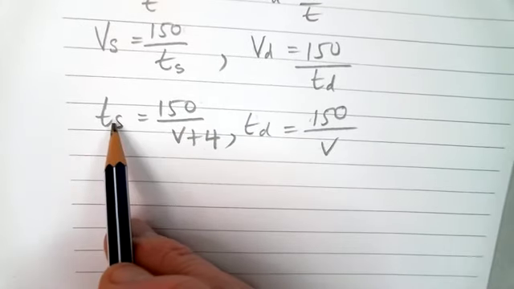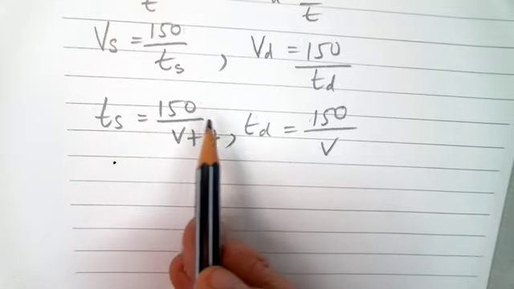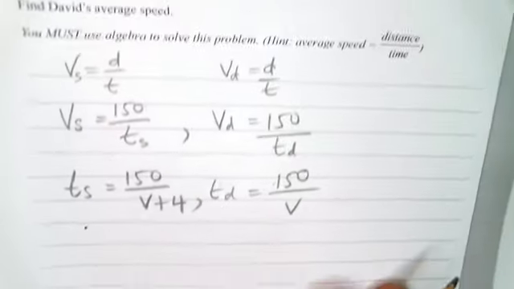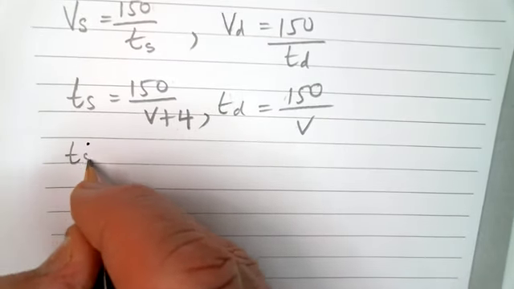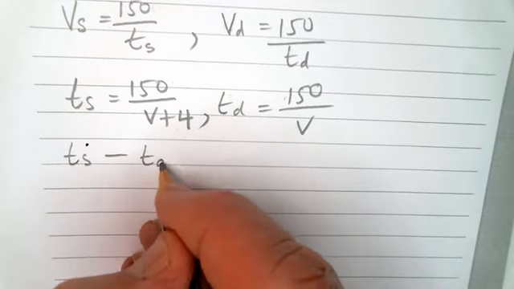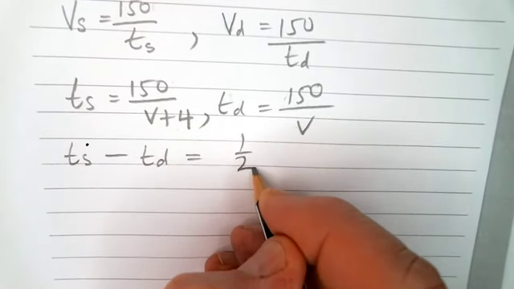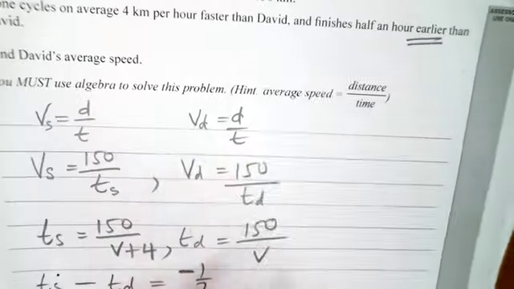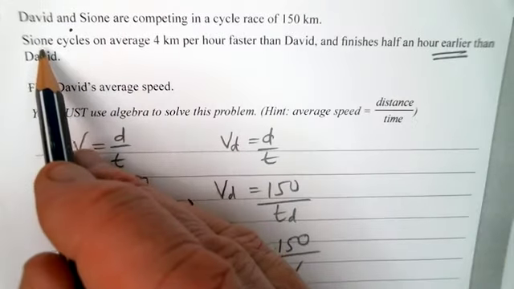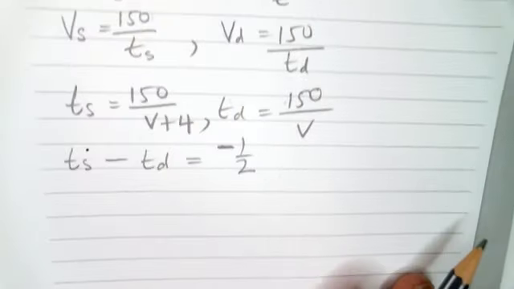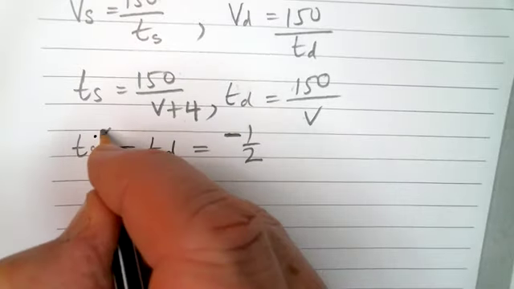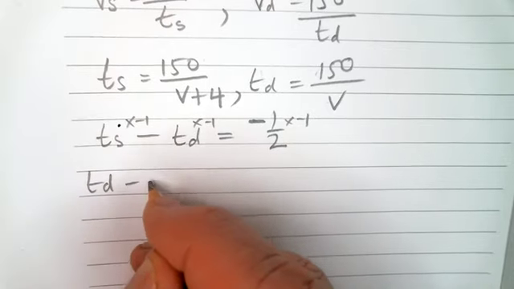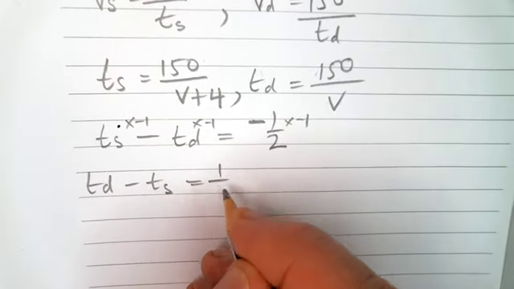But as long as I make that distinction, then we can start to say, well, we know that the difference between these two is going to be, as it says here, half an hour earlier, which means that the time it takes for Sione, if we subtracted the time it takes for David, we're going to get half an hour earlier. So it must be negative a half, because by the time David turns up, Sione will have been sitting there for half an hour, having finished earlier. Of course, we can get rid of the negative by multiplying by -1. So now we can say the time it takes for David minus Sione is going to be a positive 1/2.